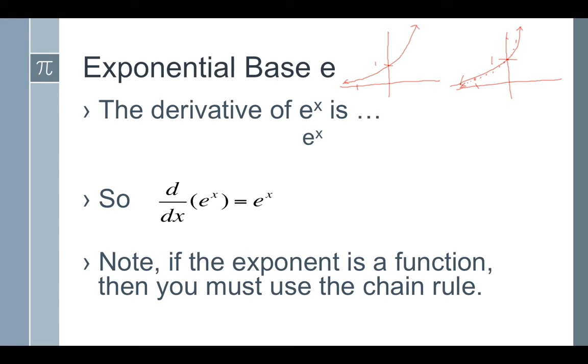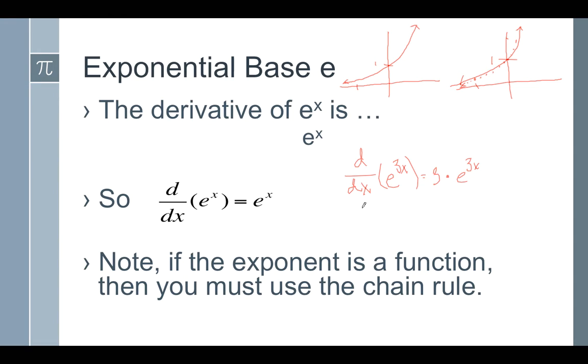I will put in here that you better pay attention to whether or not that thing in the exponent is a function itself. So if I was to say, hey, find the derivative of e to the 3x, using the chain rule, it's the derivative of the inside function, which is 3, times the derivative of the outside function, which is e to that exponent. So make sure you use the chain rule as you go.